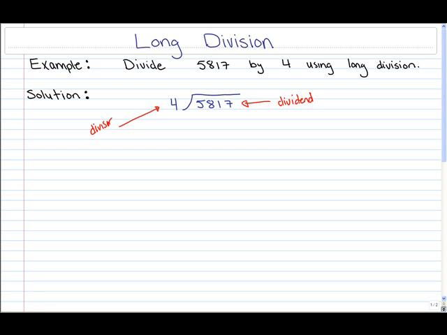Now the first step in long division is to figure out how many times the number 4, your divisor, can evenly go into the first number of your dividend, which is 5. So 4 can evenly go into 5 only once. So we put a 1 right up above the 5, and our next step is just to take 4 multiplied by 1 and put it right underneath the first number in your dividend.